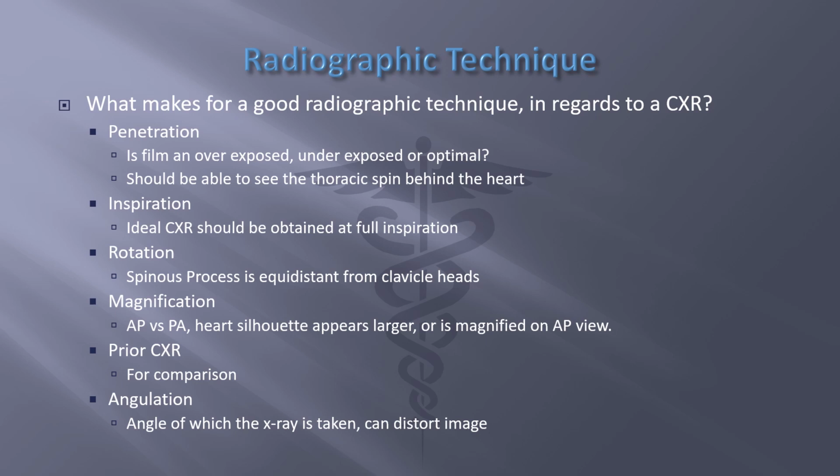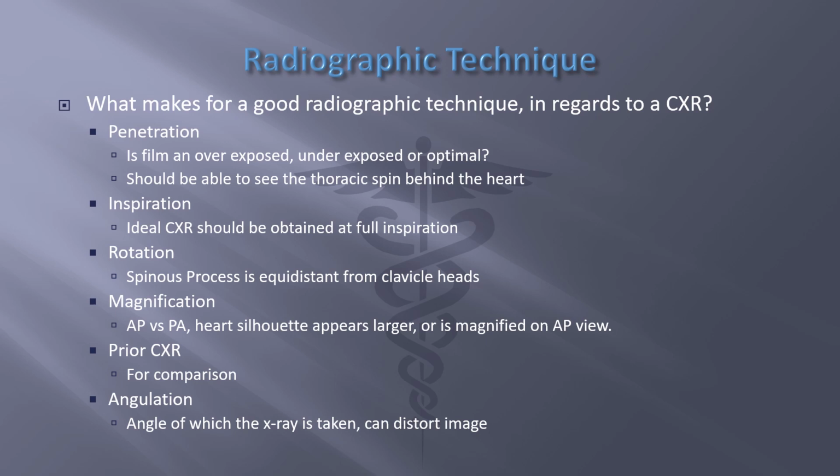Also, is the patient rotated on the board on the X-ray film? So the image is a little off center, and we'll look at that as well, because it could change the way things look. Magnification: we talked about the heart, the AP versus PA, where the heart silhouette may appear larger or magnified. So just be aware that if you think the heart looks a little bit on the larger side, make sure it was a PA versus an AP film, so it may not be pathologic.